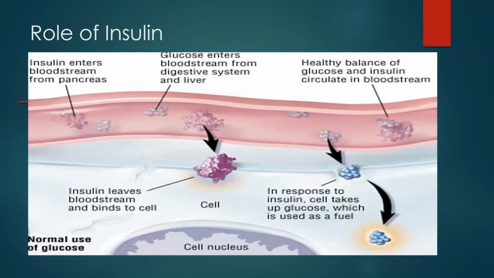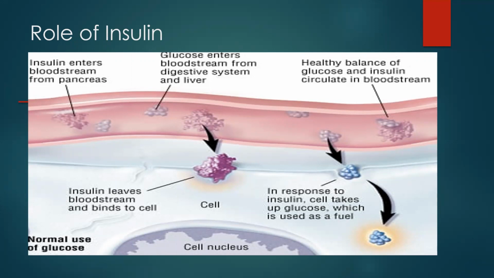The role of insulin is extremely important in understanding diabetes. Insulin helps control blood sugar levels by signaling the liver and muscles and fat cells to take in glucose from the blood. Insulin, therefore, helps cells to take in glucose to be used for energy.